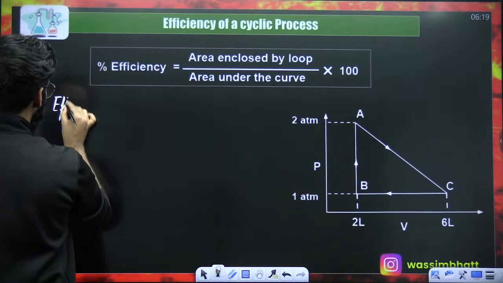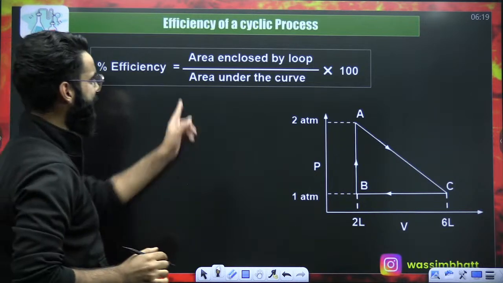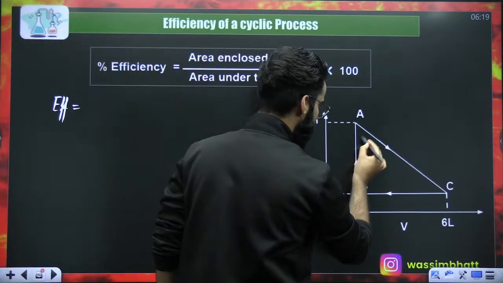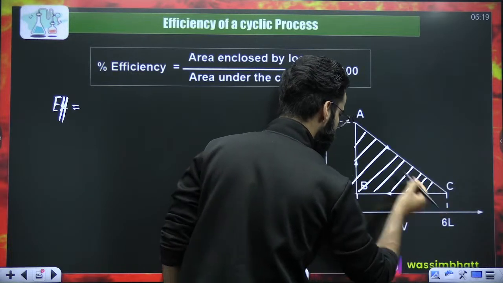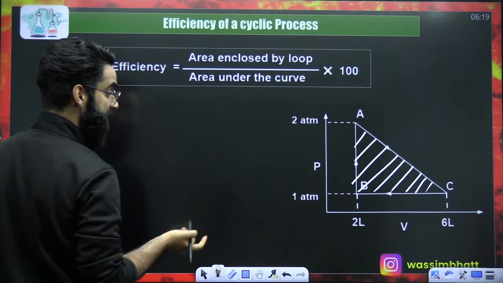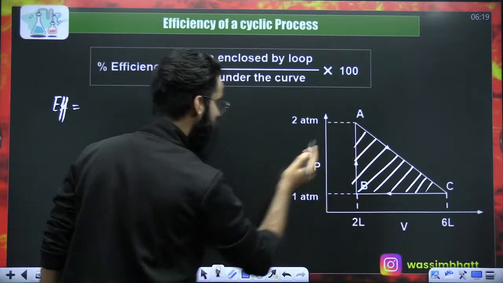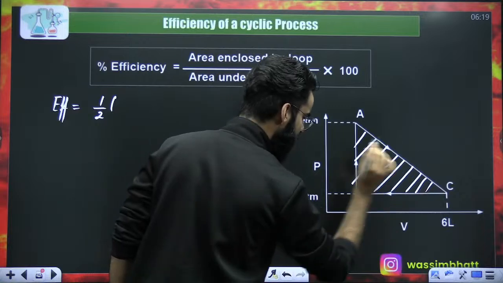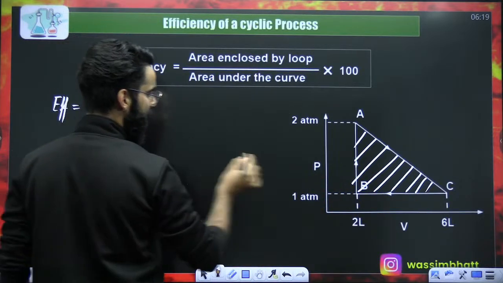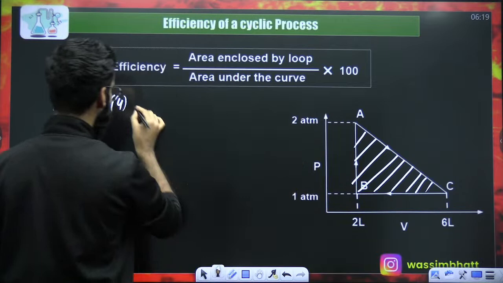Efficiency of this cyclic process will be equal to the area enclosed by the loop. That means this area I'm talking about first of all, the area enclosed by the loop, which is basically the area of this particular triangle, half of base into height. Base is from here to here, which is 4 liters. Height is from here to here, which is 1 atm.